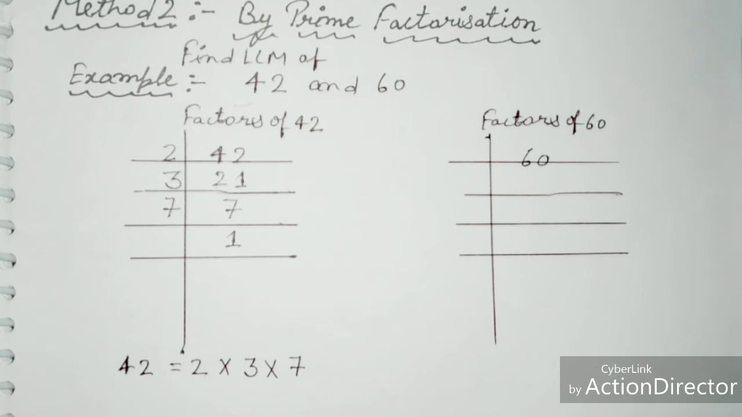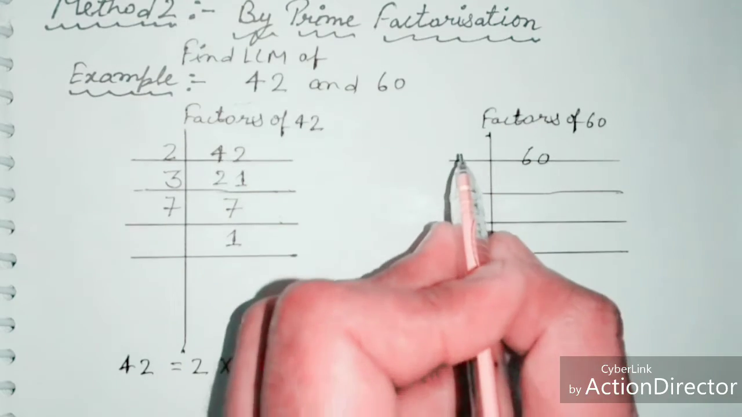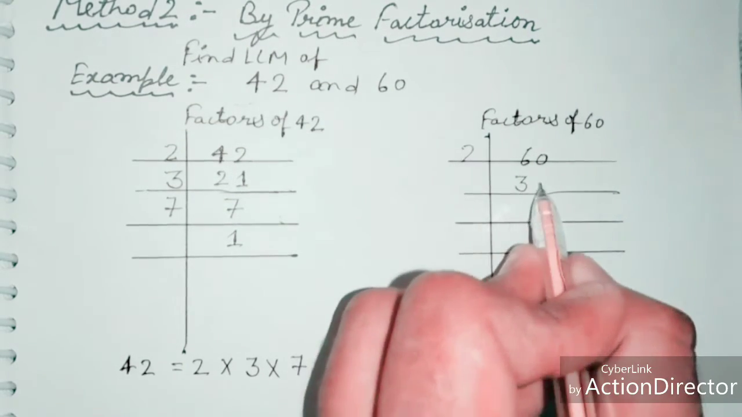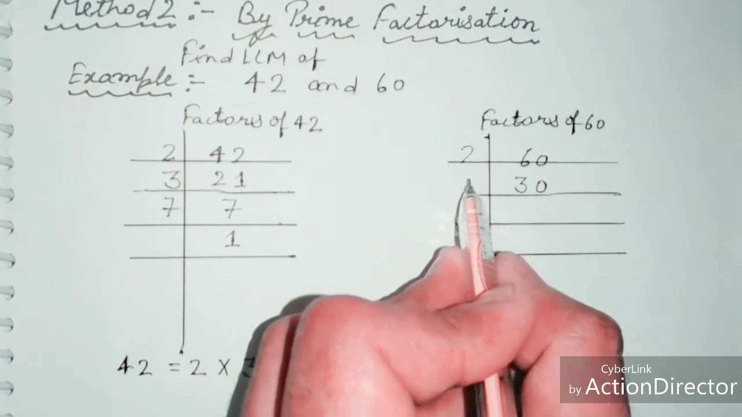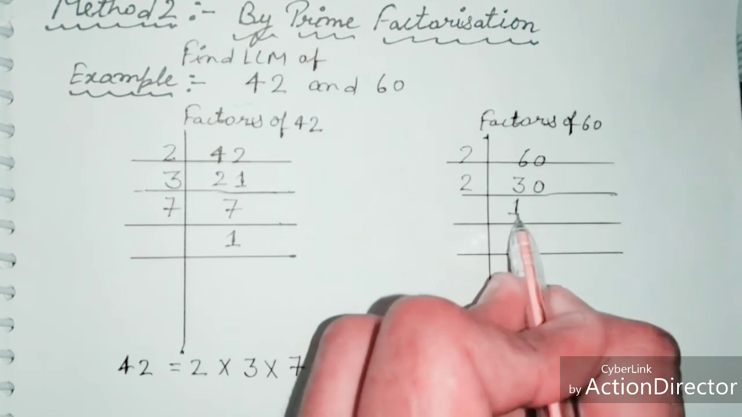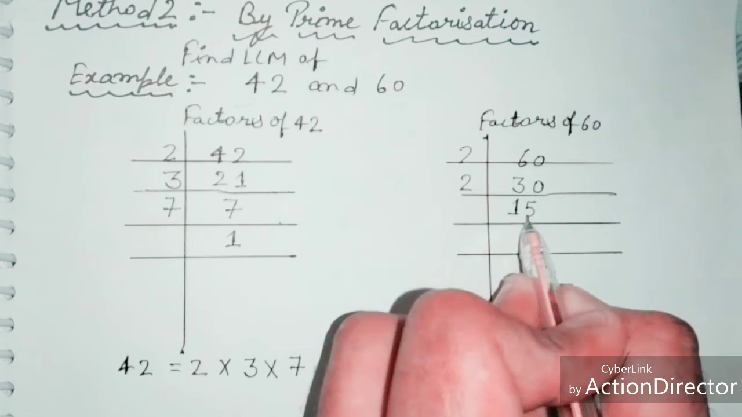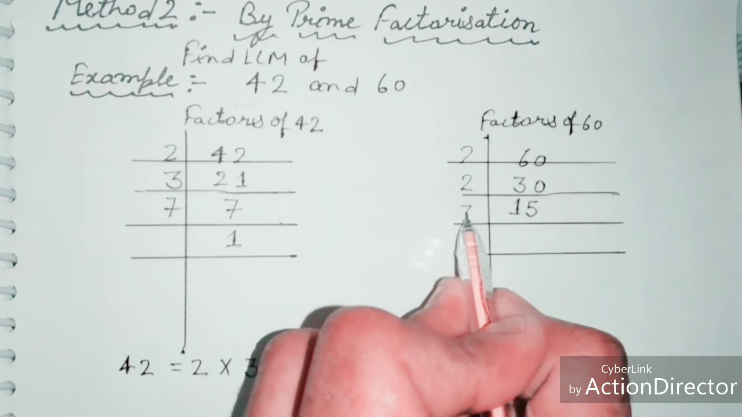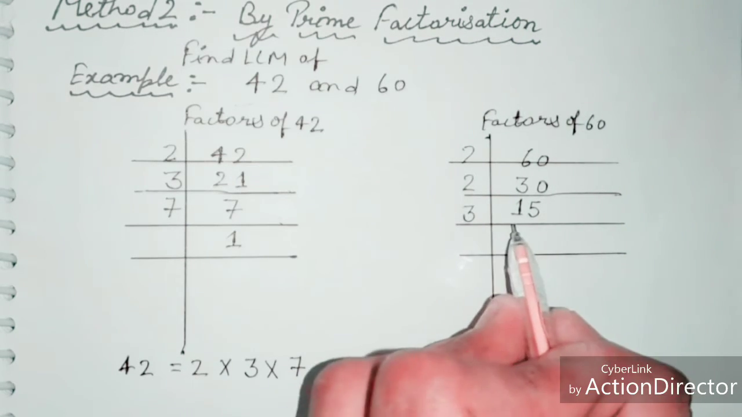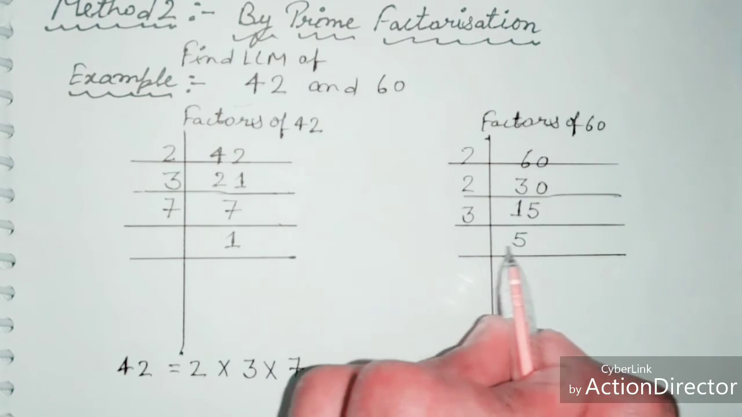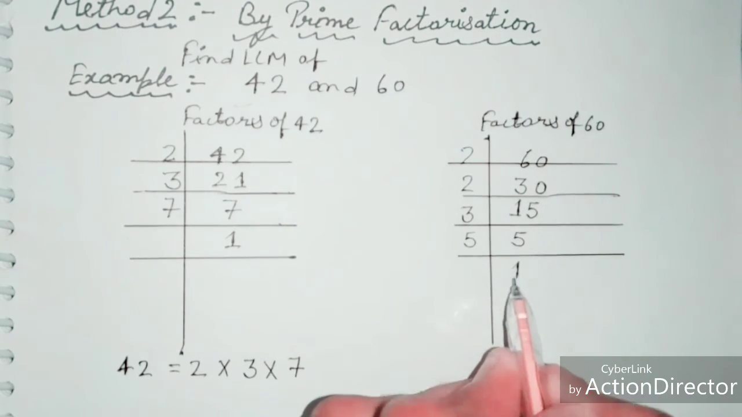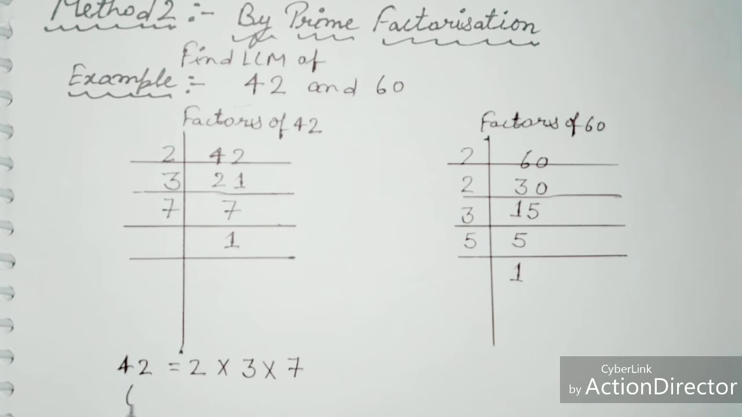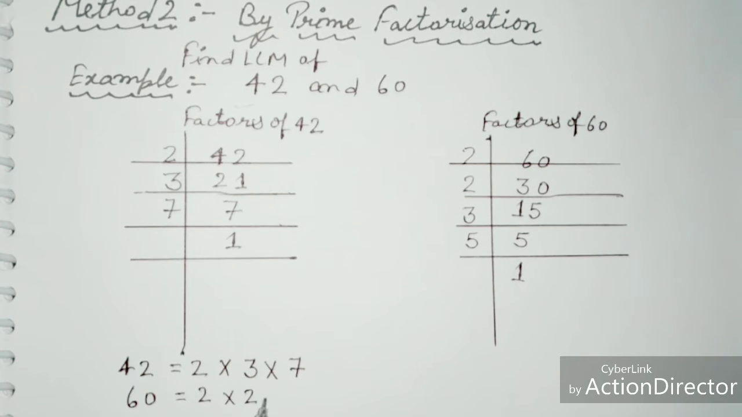And now we find the factors of 60. We divide this 60 by 2. 2 3s are 6. Again divide this 30 by 2. 2 1s are 2 and 2 5s are 10 and 15 2s are 30 also. Now divide this 15 by 3. 3 5s are 15 and this 5 divide by 5. 5 1s are 5. Now factors of 60 are 2 into 2 into 3 into 5.